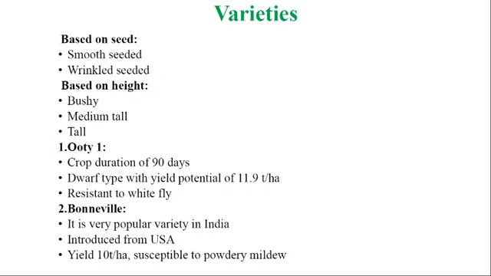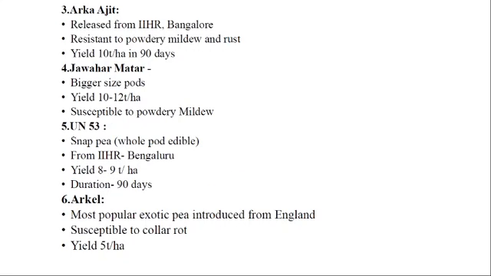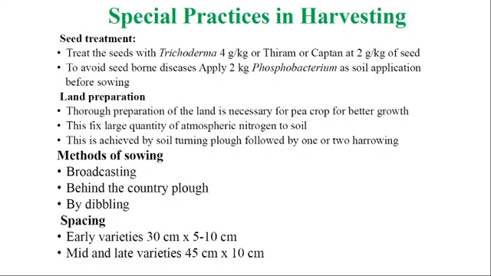The variety Woody 1 has a crop duration of 90 days, dark type, yield potential 11.9 tons per hectare, that is 12 tons per hectare, and is resistant to white fly. Bonneville is a very popular variety in India, introduced from USA, with a yield of about 10 tons per hectare, susceptible to powdery mildew. Then Arka Ajit, released from IIHR Bangalore, is resistant to powdery mildew with a yield of 10 tons per hectare in 90 days. Jawar Matar has the biggest size pod, yield 10 to 12 tons per hectare. UN53 and Arkel are also varieties of peas.